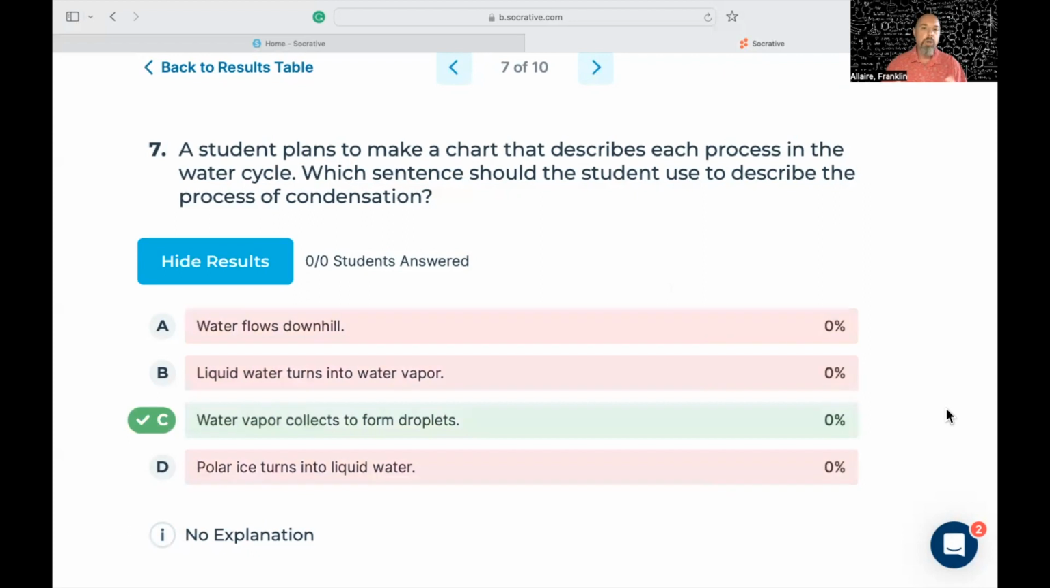Condensation, remember, is where water is condensing. It's changing from a gas or water vapor into liquid water. So water vapor collecting to form water droplets would be the most accurate statement in these choices used to describe the process of condensation.